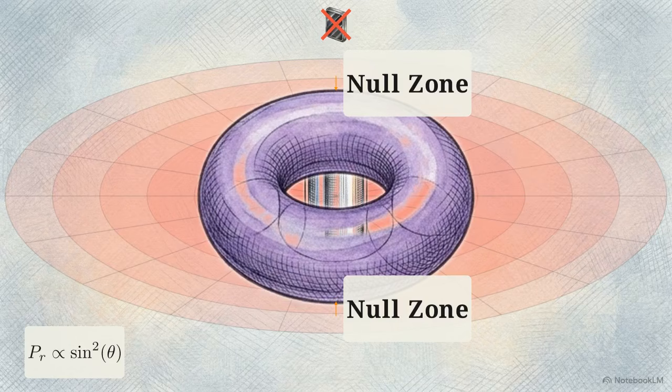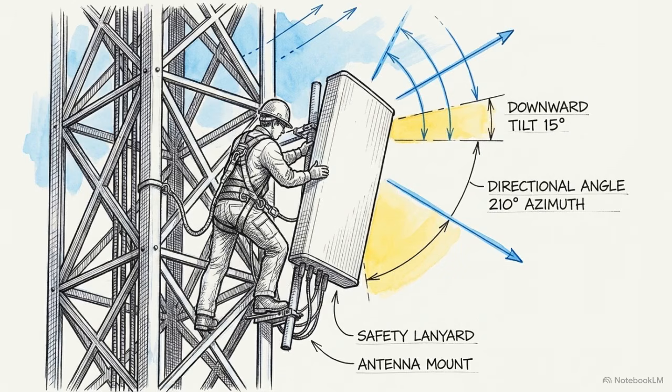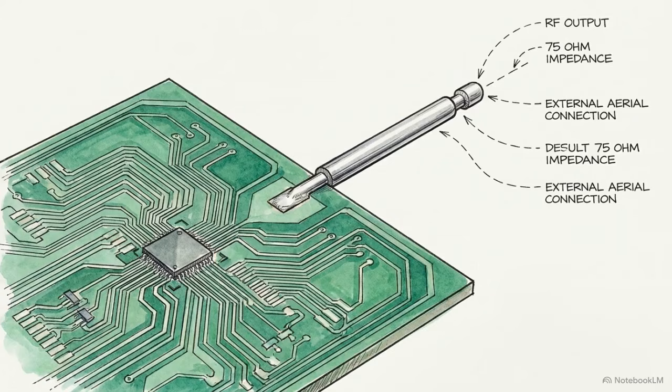Stand directly above the antenna and you wouldn't receive a signal. This directional math is a constant for every dipole antenna ever built. It's why engineers are so careful about how they point their equipment. To get the strongest signal, you have to aim the meat of the donut at your receiver and avoid those vertical nulls.